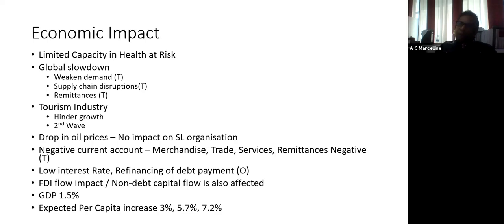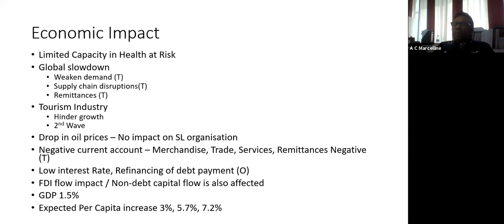On the other aspect of it, the government has taken monetary measures to lower the interest rate, refinance debt payment and so forth. So that's an opportunity. If the organizations have the facilities to be rendered, they could get it in a cheaper manner, right? That's how it works.